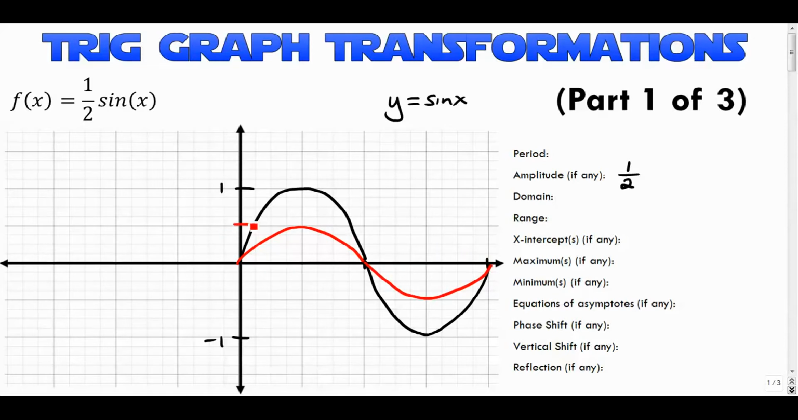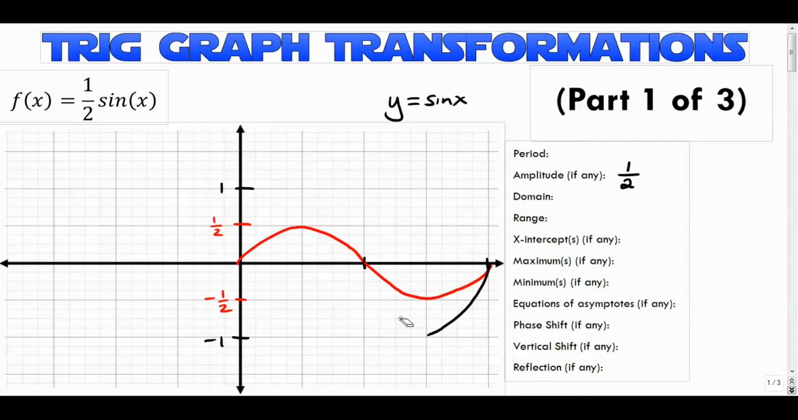And your amplitude is basically your height, right? So now we're only going up to positive 1/2, and we're going down over here to negative 1/2. All right, so that is the amplitude change. So let me get rid of the parent graph, and we'll just look at the new one. The period hasn't changed.